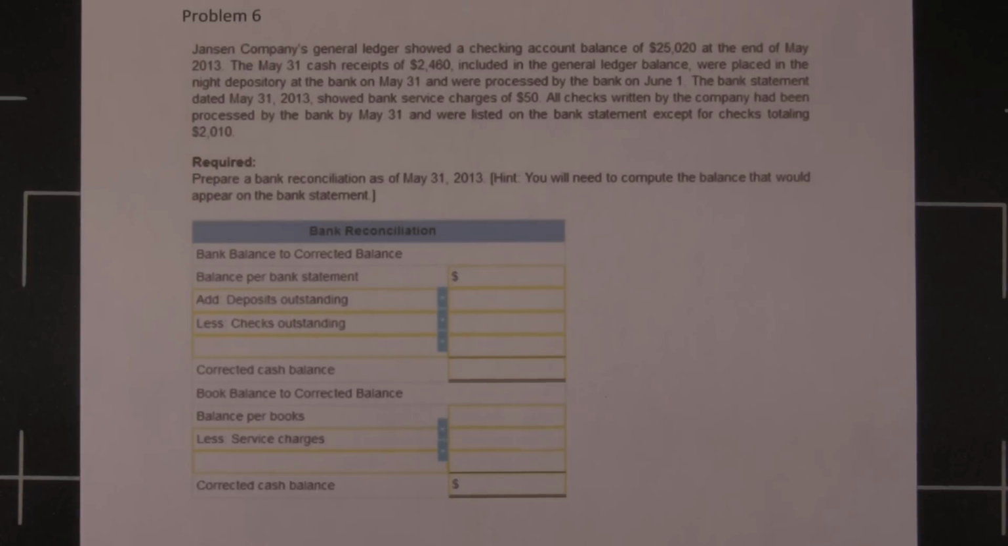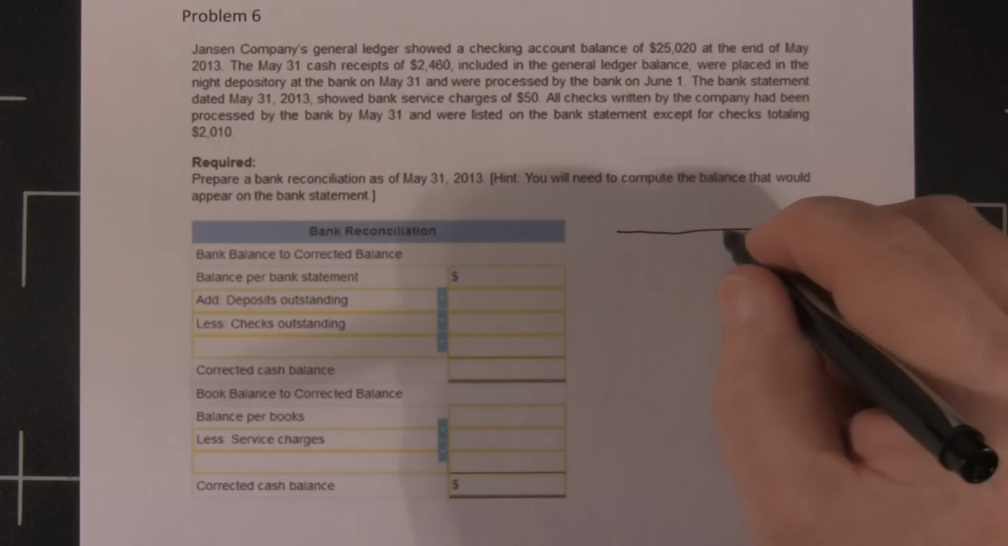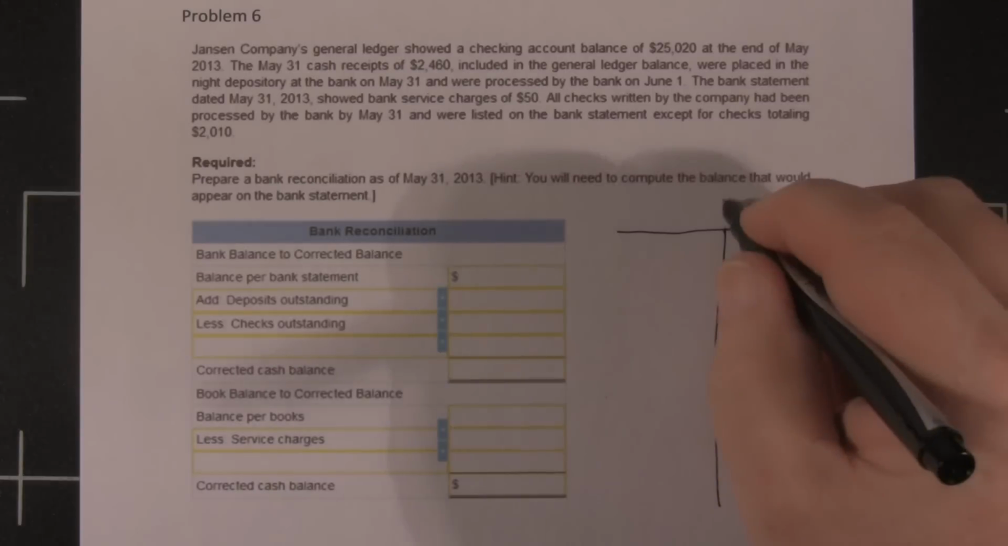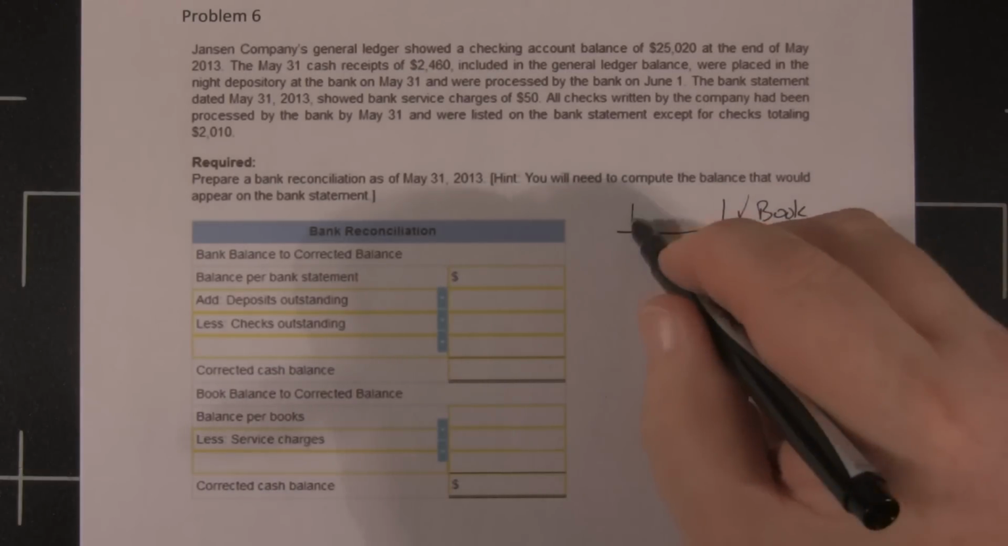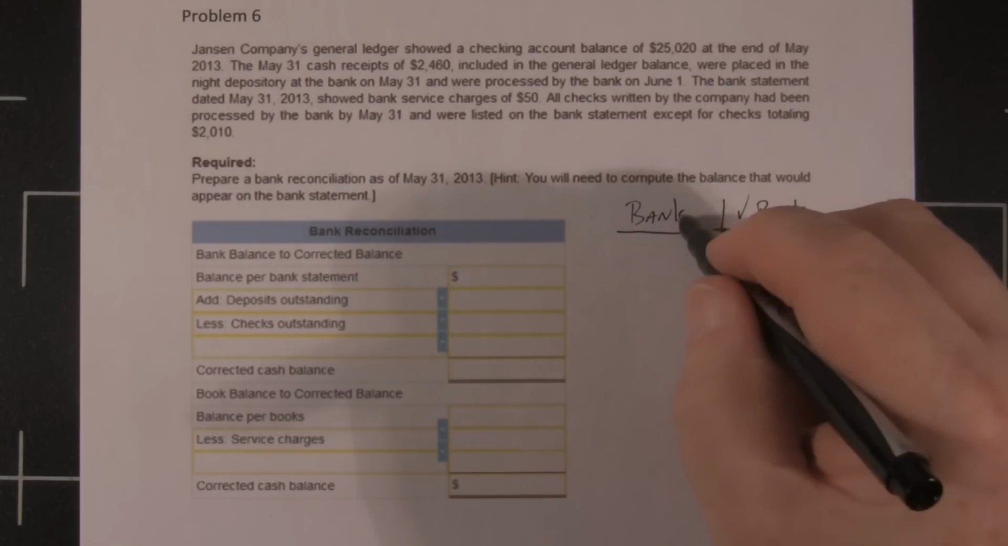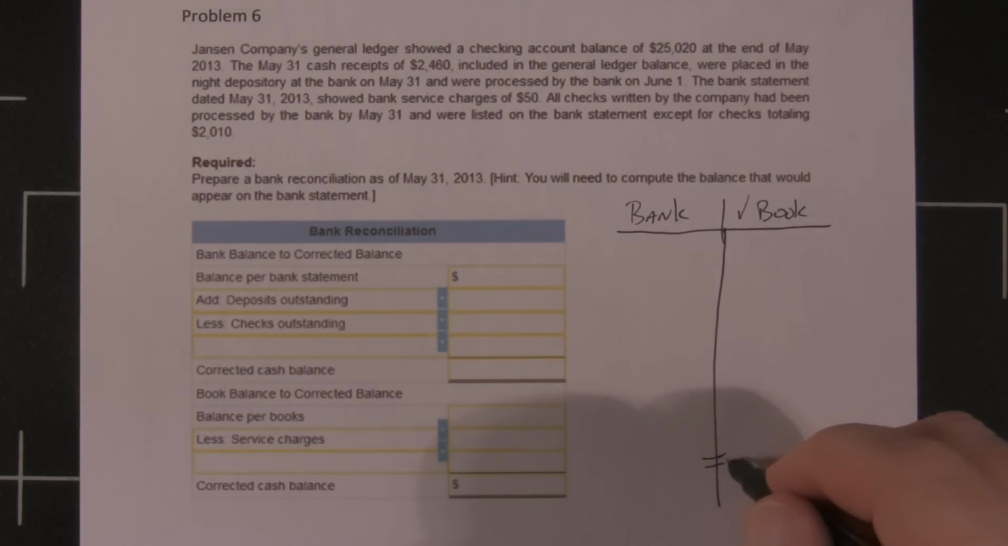Okay, this is a bank reconciliation problem. And let's take a look at this. Now remember, with a bank reconciliation, you have two sides that you have to worry about. You have the checkbook and you have the bank book. And our goal is to make them equal at the end.